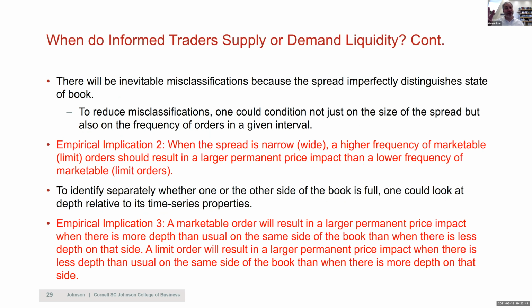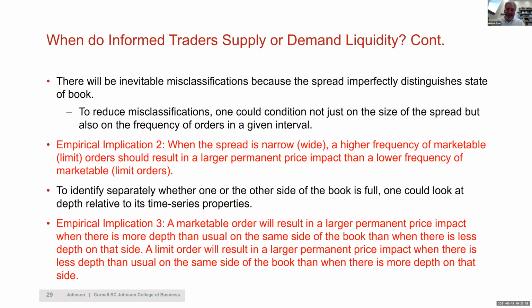And the reason is that we've got 4 states: full on both sides, not full on both sides, full on one and not full on the other, and so on. And the spread has only 2 states, narrow and wide. So if you want to reduce misclassification, you could use not just the size of the spread, but also the frequency of order arrivals in a given interval.